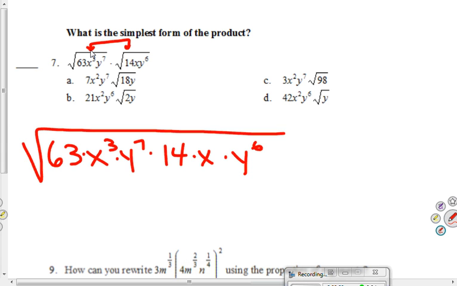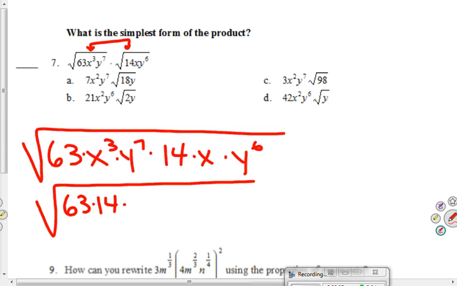So I'm going to group things together based on what type of factor they are. So 63 and 14 would be grouped together. X to the third and x would be grouped together. And y to the seventh and y to the sixth would be grouped together. Okay? So now let's attack the variable parts first.